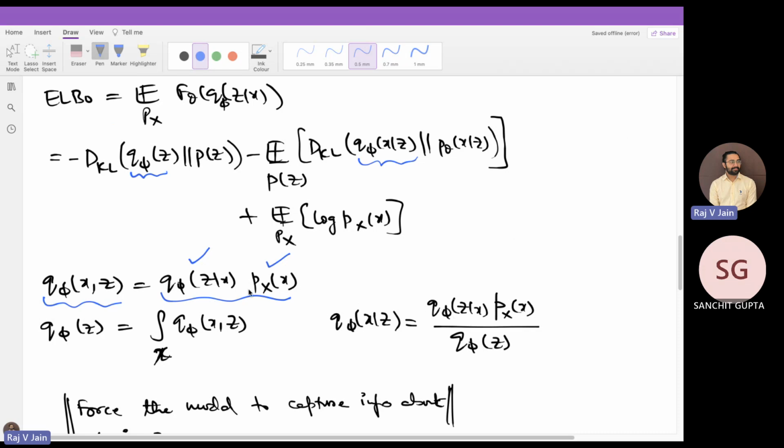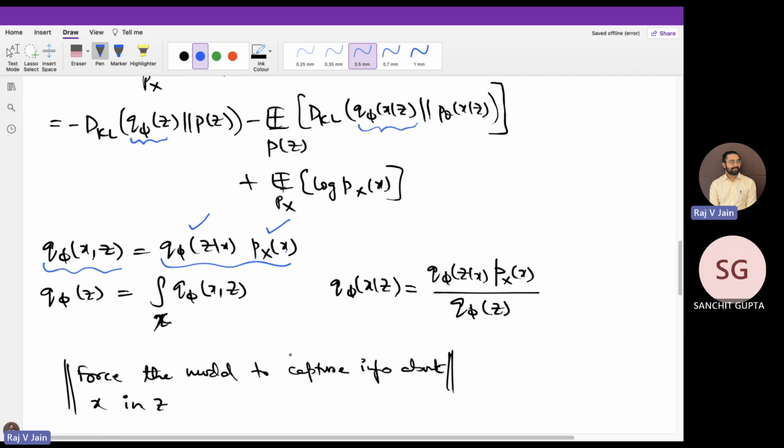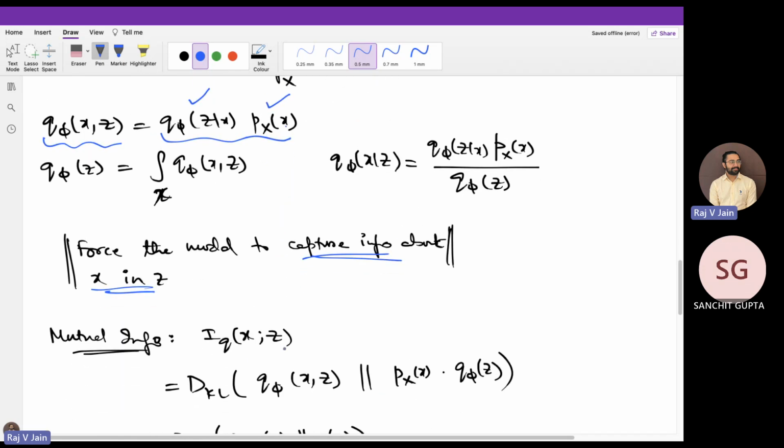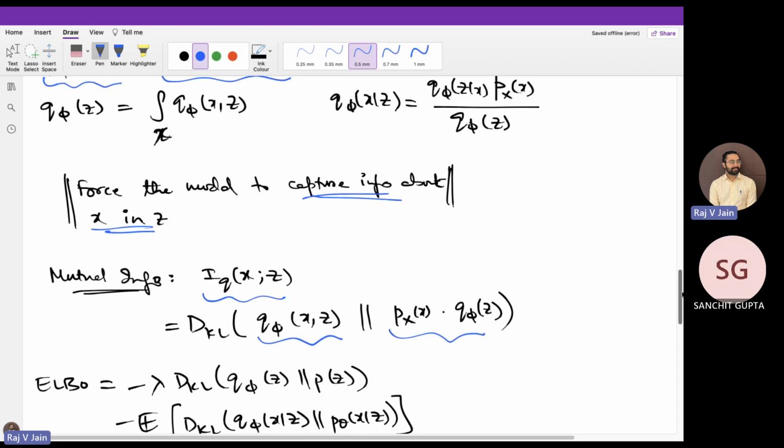So Q phi of Z given X into P of X divided by this integral over this one, right? So now what we do is, we force the model to capture information about X in Z. That is through mutual information. So what they do is, they end up adding a mutual information term with the Q distribution, that is Q of X comma Z as a distribution, which can be seen as this joint distribution and the respective marginal distributions.